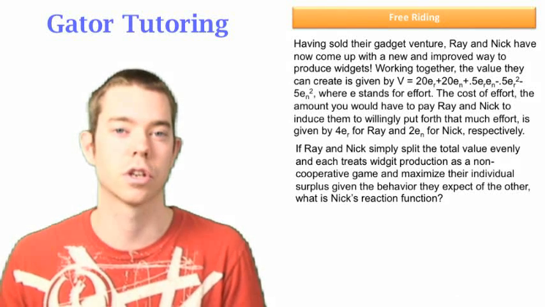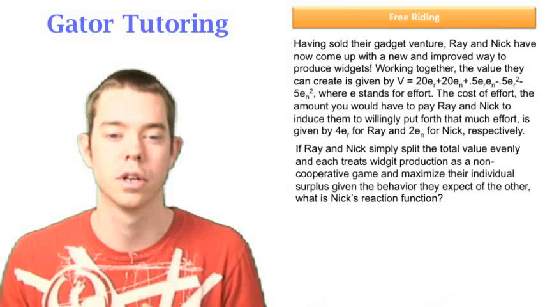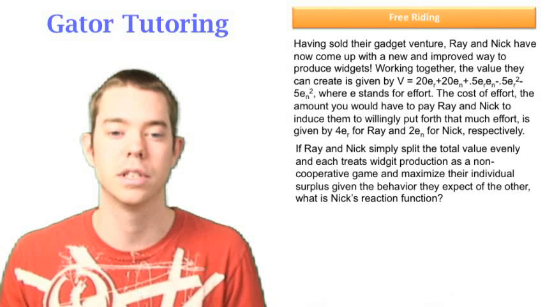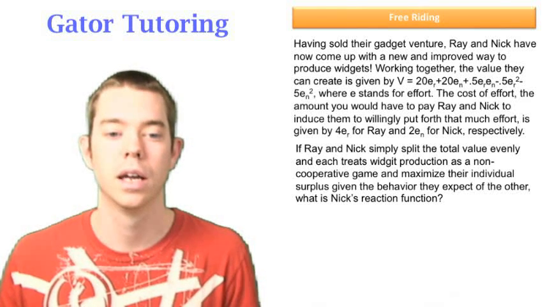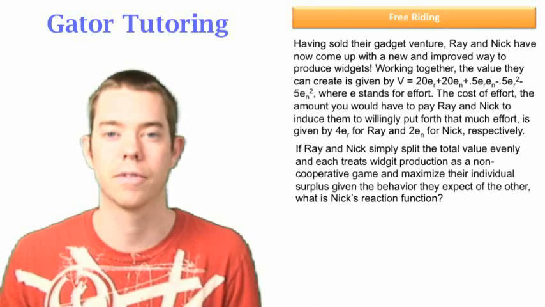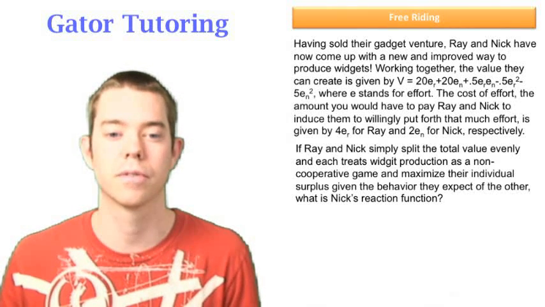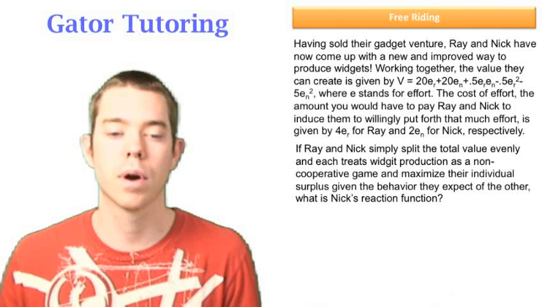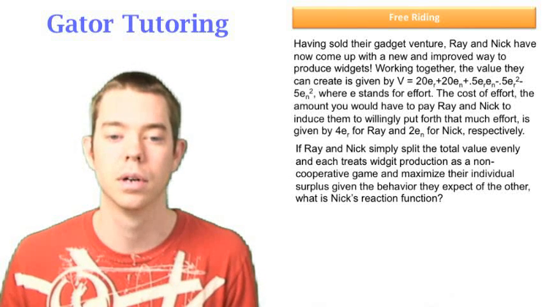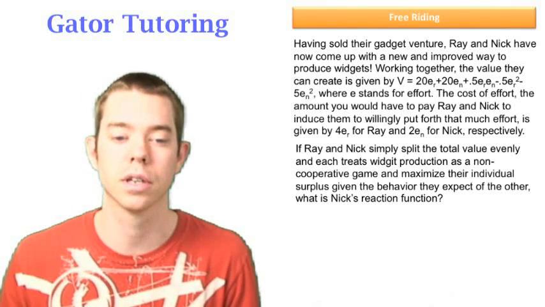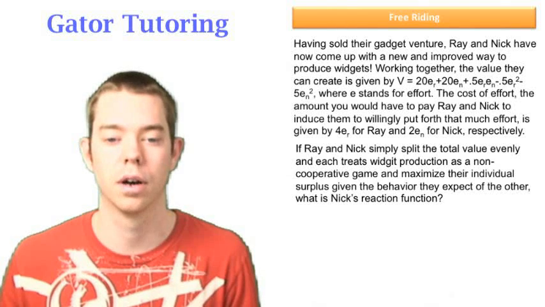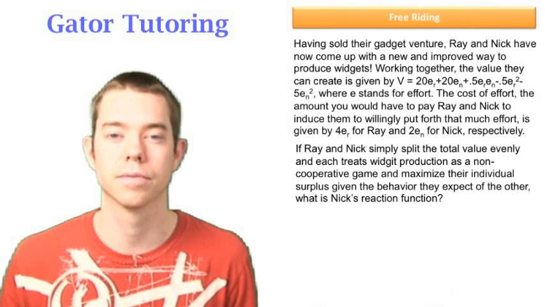Now don't get that confused with the cost of effort for moral hazard questions, but actually effort, like we see here, ER and EN. It also goes on to tell us the cost for effort for each guy. They're different. For ER is Ray's cost of effort, 2EN is Nick's cost of effort. It says, if Ray and Nick simply split the total value evenly and each treats widget production as a non-cooperative game and maximize their individual surplus, given the behavior they expected from the other, what is Nick's reaction function?